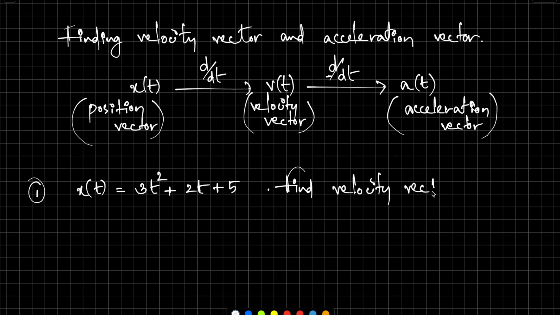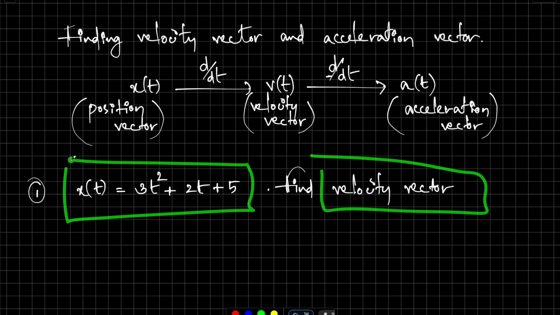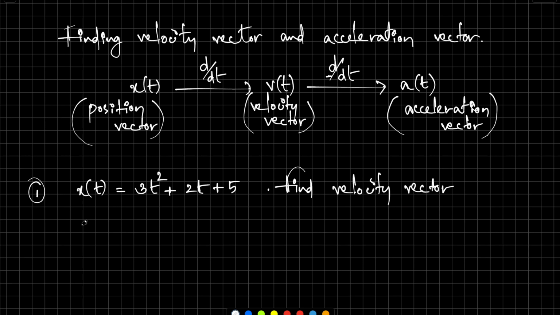How do you find velocity vector? This is the rule, right? From position vector to velocity vector, we have to differentiate d by dt. So we are given a position vector and we need to find velocity vector. So we are going to differentiate this function here. V of t equals, rule is d by dt of x, dx by dt.